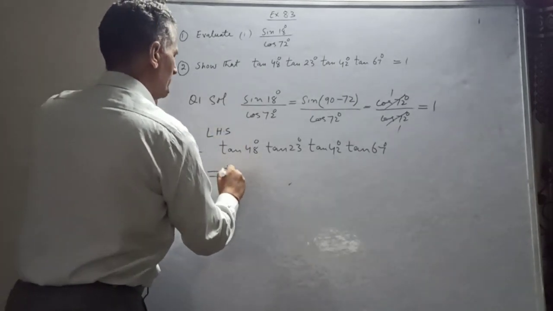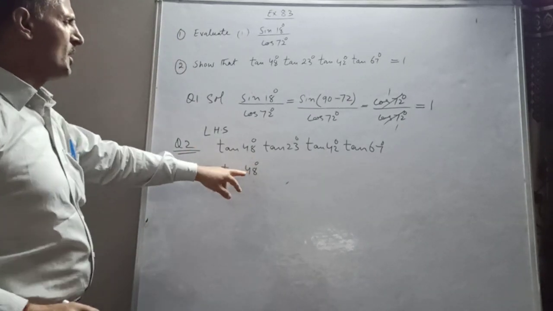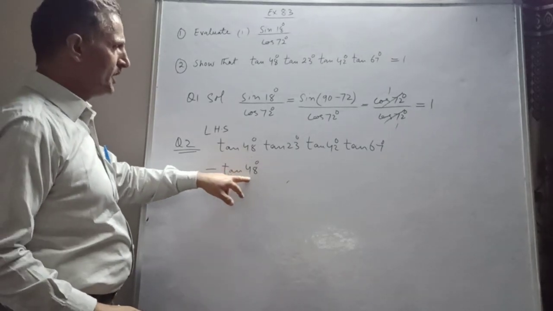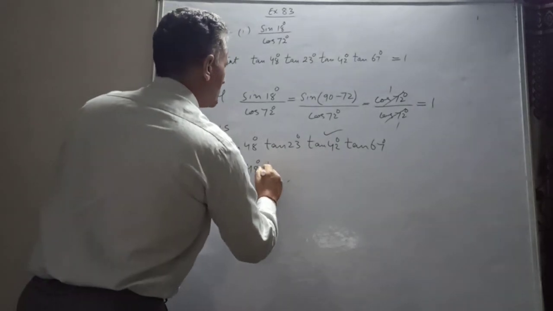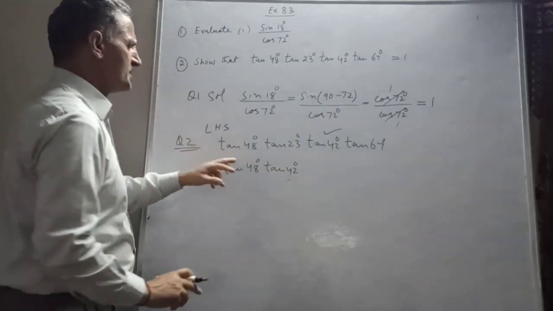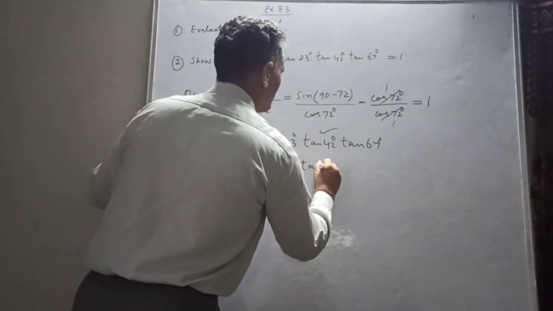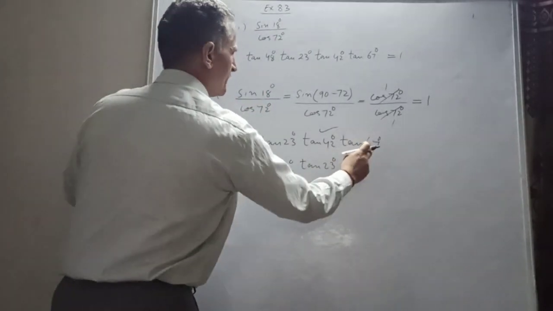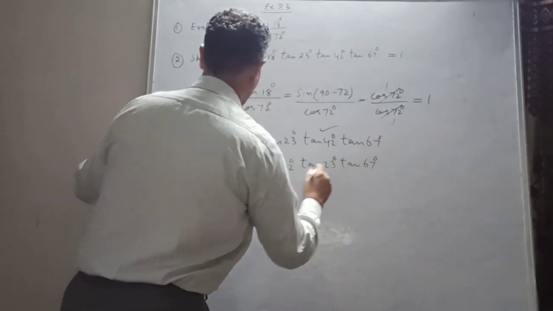So tan of 48 degree. What is the complementary angle of 48? Because the sum should be 90. So you write down with this 48, 42 degree here, because the sum of these is 90 degree. So it is tan of 23. Its complementary is 67. So tan 67.